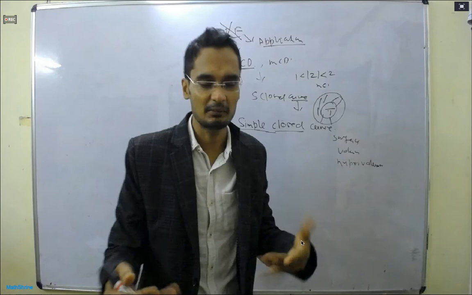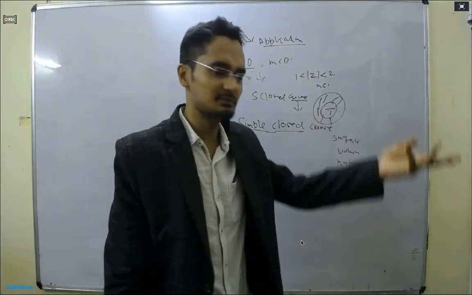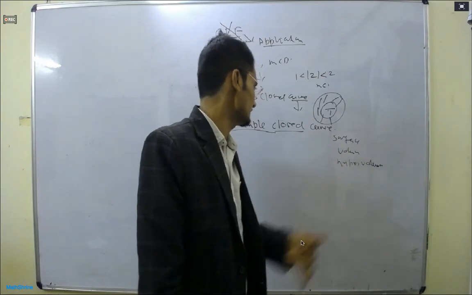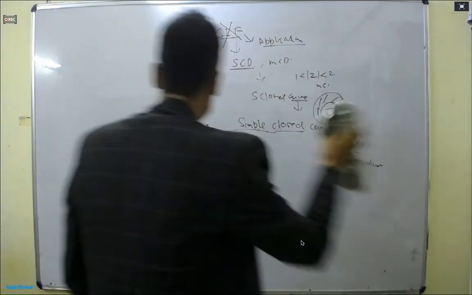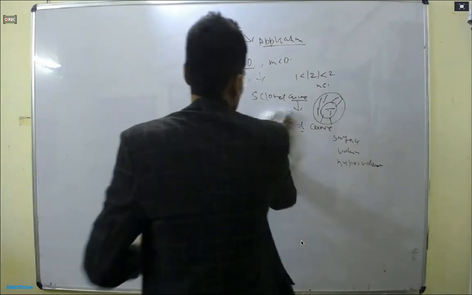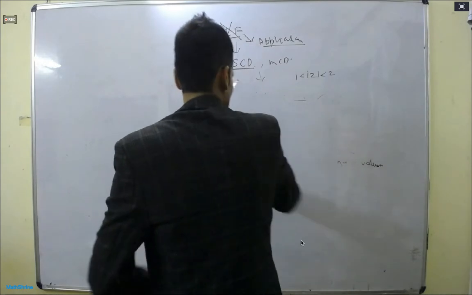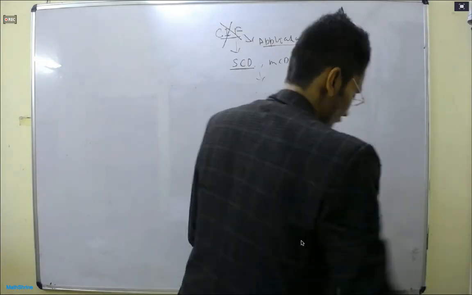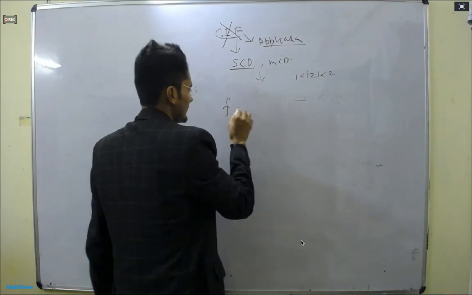So these are the simple closed curves. Now you are aware that we will use it. So tell me, what is the Cauchy integral formula? Let f be holomorphic on a region, which is a simply connected domain. That is very important.